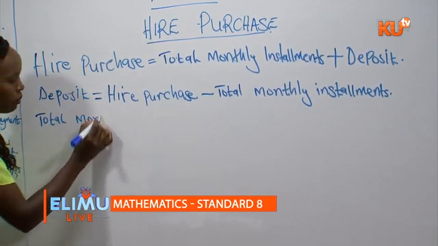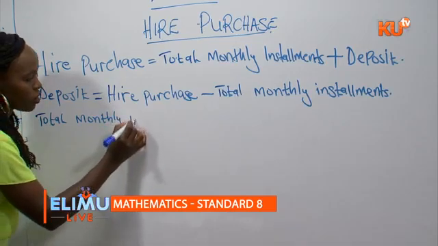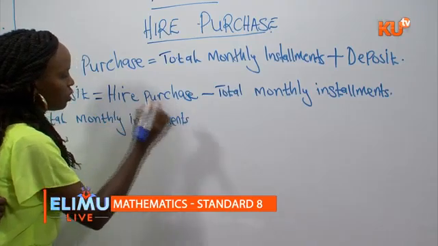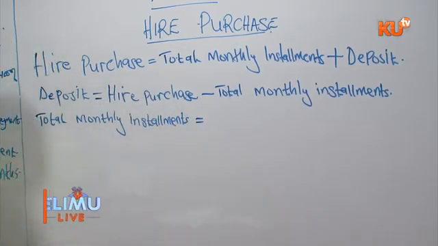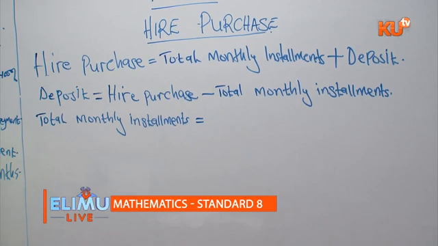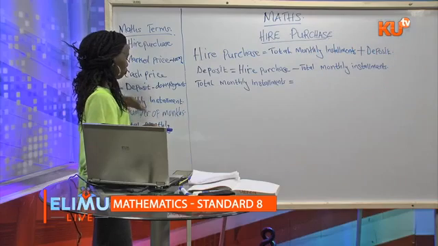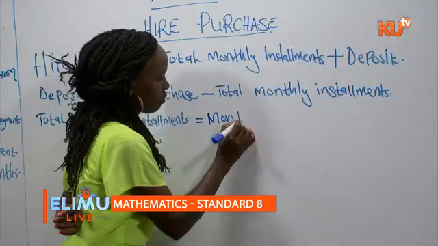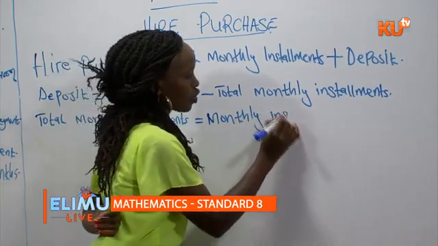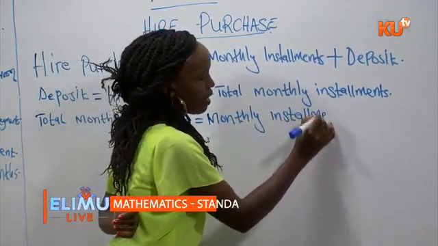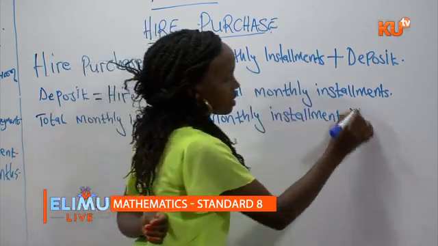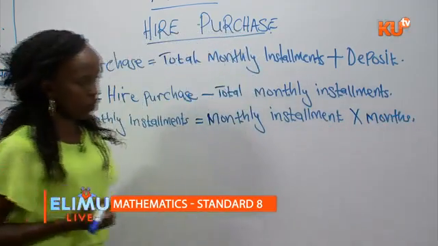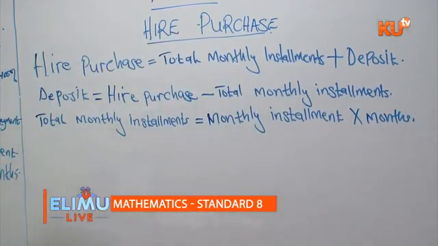Total monthly installment. For us to get the total monthly installment, as we said earlier, it is the number of months times what you pay per month. So it is the monthly installment, that is the amount you pay per month, times the number of months.